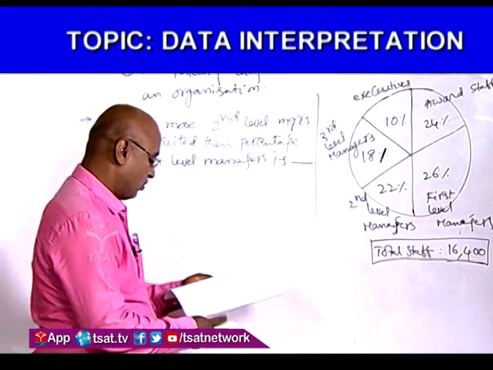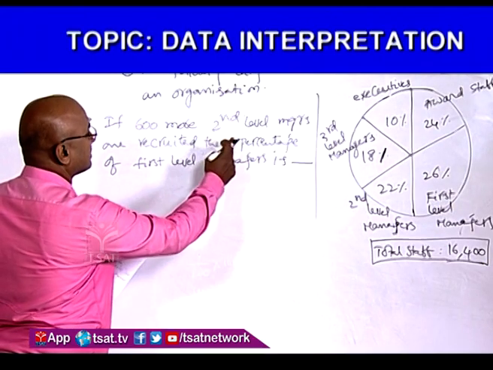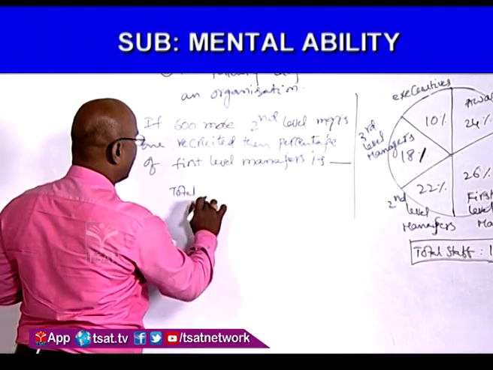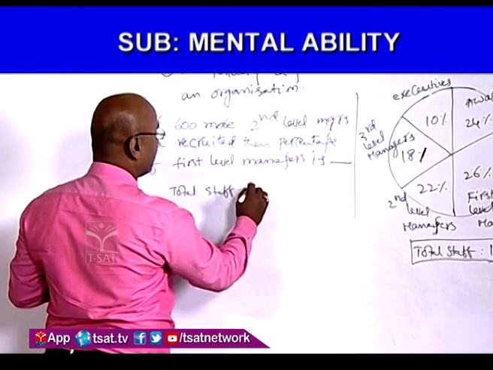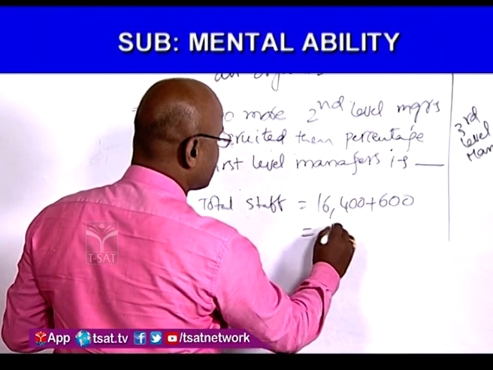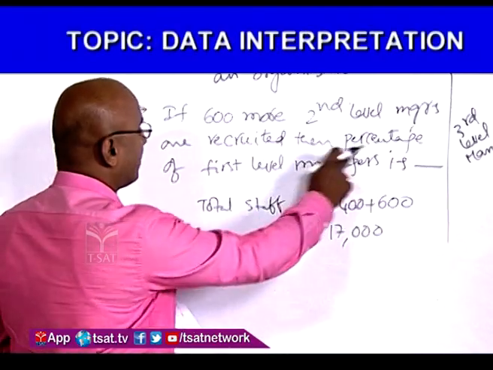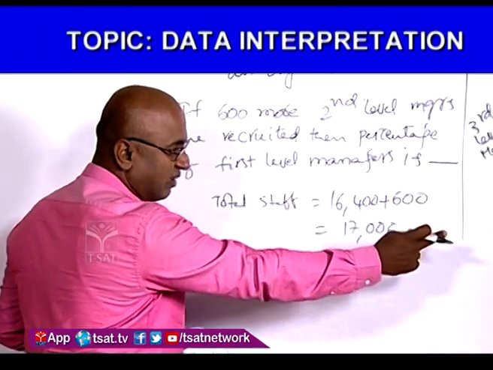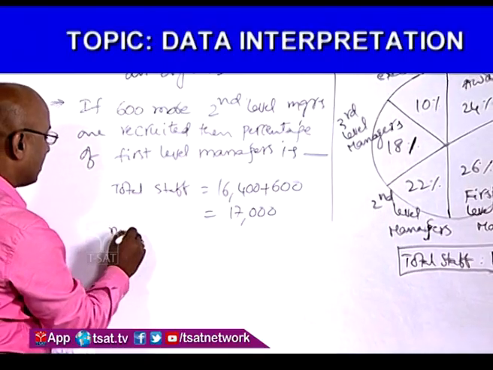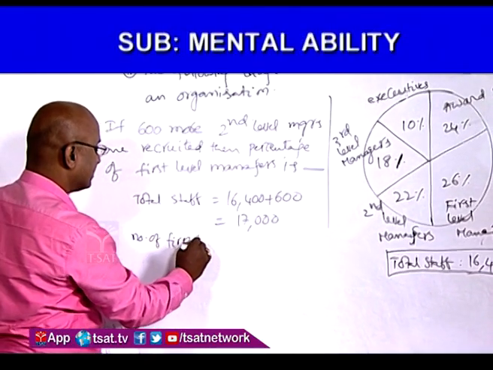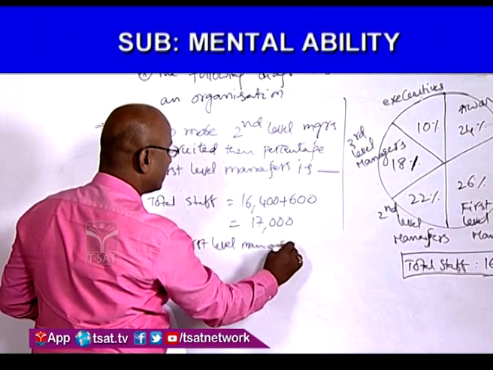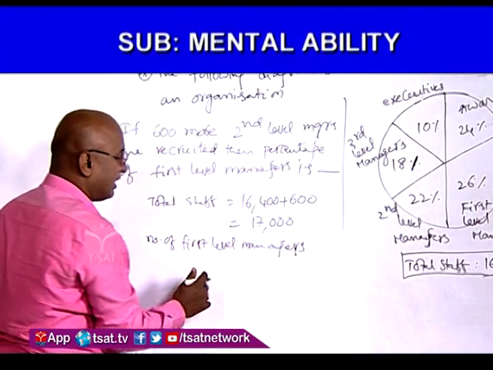Got it? Now, if 600 more second level managers are recruited, then the total staff of the organization is 16,400 plus 600, that is equal to 17,000. What we have to find? The percentage of the first level managers. First of all, we have to find out the number of first level managers.